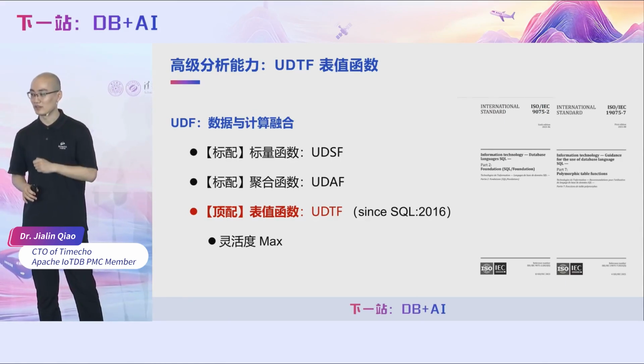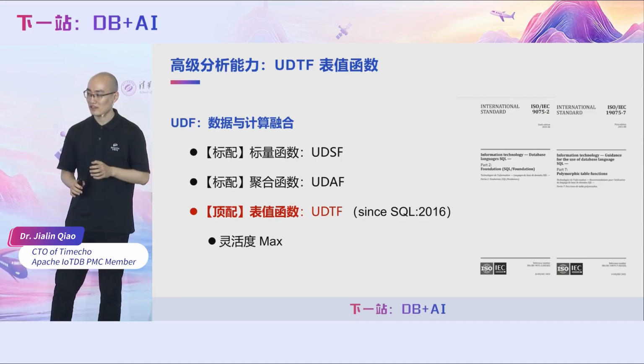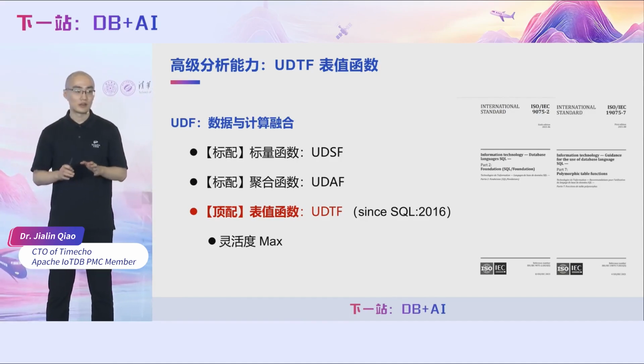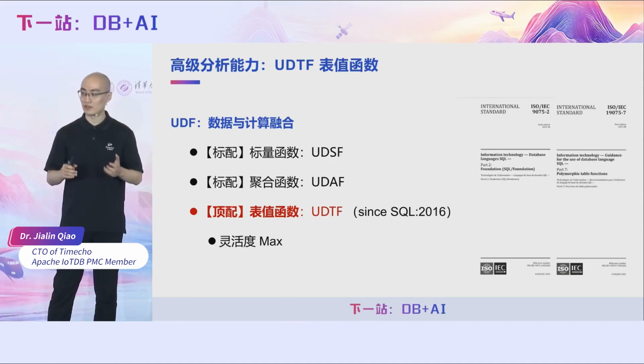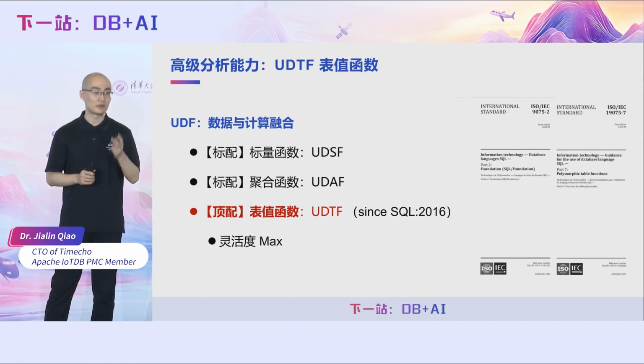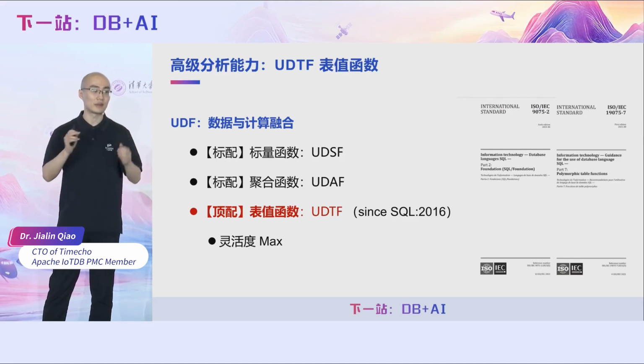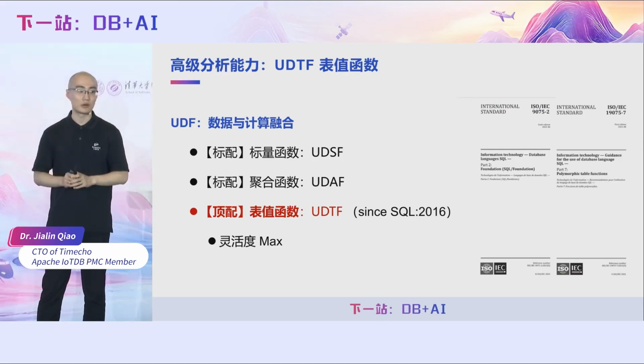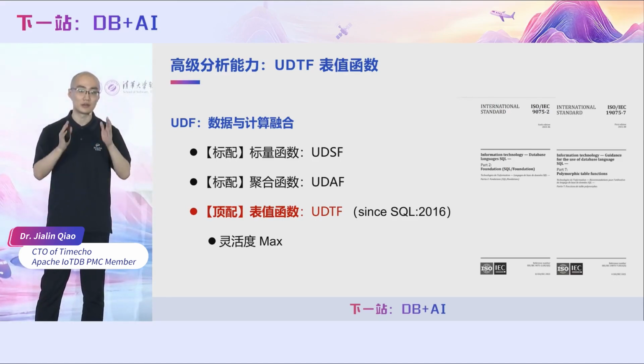So, what have we done? We've provided a top-tier enhancement for this capability. Currently, most time series and UDFs supported by relational databases are of two types: scalar functions, which are one-to-one transformations, and aggregate functions, which are many-to-one transformations. But both impose quite a lot of constraints on data analysis paradigms.